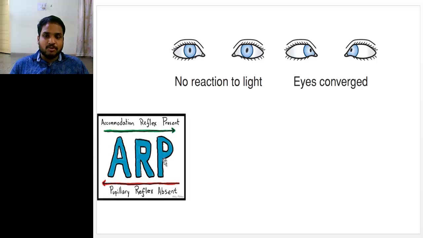This is a short form for remembering the Argyll Robertson pupil, ARP, right? You can remember in this order, that is accommodation reflex is present, pupillary reflex absent, right? So no reaction to light. Once the eyes are converged, there will be constriction of the pupil. So that is Argyll Robertson pupil.